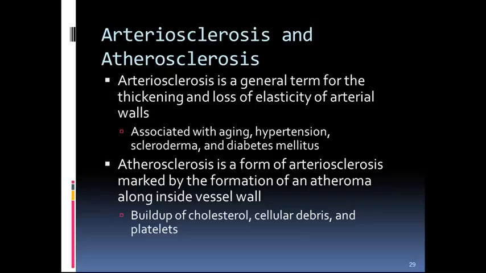Arteriosclerosis and atherosclerosis. Treatment for these conditions is diet restriction and to stop smoking. Arteriosclerosis is the general term for thickening or loss of elasticity of the arterial walls associated with aging, hypertension, scleroderma, and diabetes mellitus. Atherosclerosis is a form of arteriosclerosis marked by the formation of atheromas along the inside of the vessels. Buildup of cholesterol, cellular debris, and platelets all play a part.